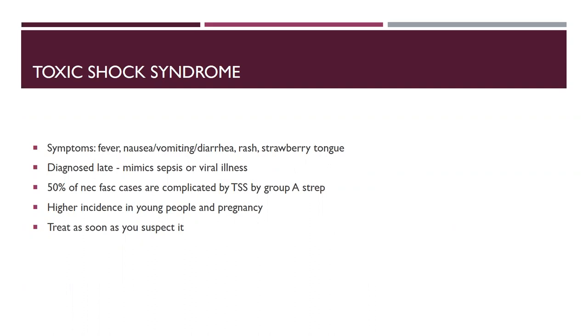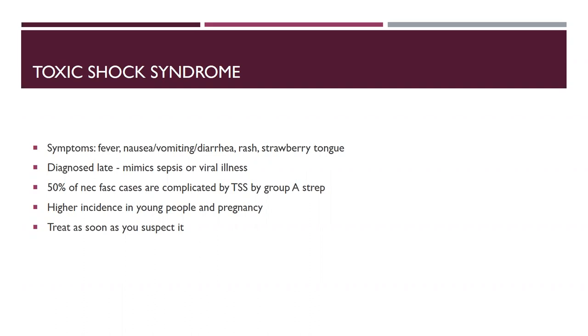But the two things that are pretty apparent in almost every patient is the rash. And then some of them will have that rash extending onto their mucosal surface and it'll look like strawberry tongue. Typically though, it is diagnosed late because it's such a non-specific symptom and it's super easy to ignore that rash until it starts peeling off.